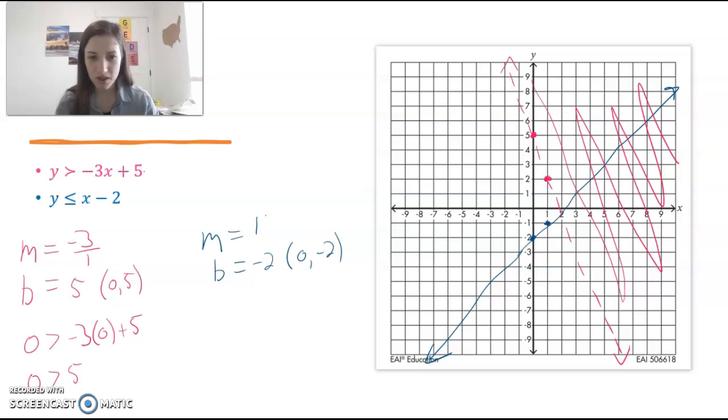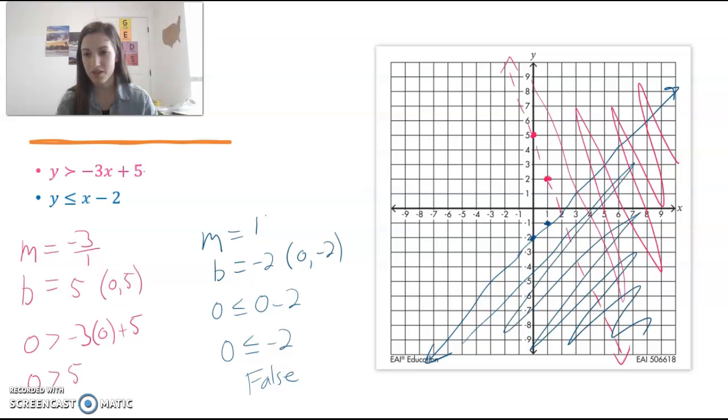For my blue, I'm going to plug in 0, 0 as well for my test point. So I get that 0 is less than or equal to -2. Well, that's also false. So that doesn't work. So that means I'm going to shade away from my 0, 0.